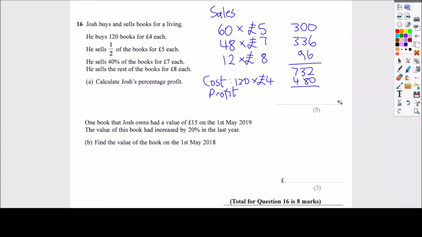which is 252. Now, to work out the percentage profit, you take the actual profit itself, the 252, you divide that by the cost of the books, which is 480, and times that by 100 to turn it into a percentage. So 252 divided by 480 multiplied by 100 equals 52.5%. So 52.5%.